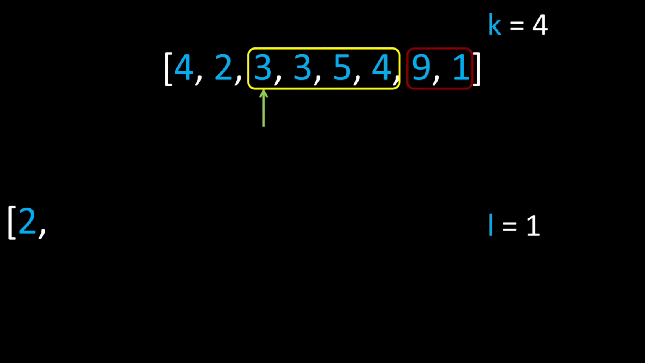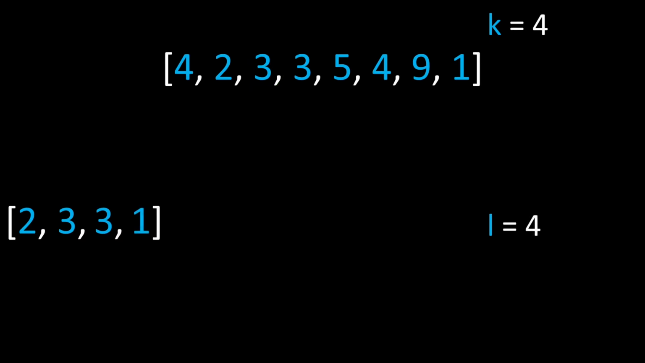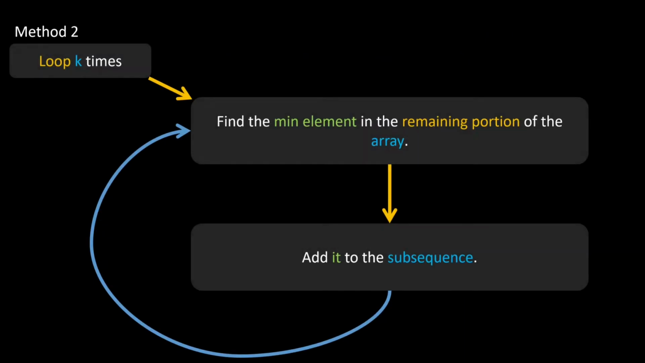In this case, we find the minimum to be 3 and we insert it into the subsequence. The basic idea is we exclude the last k minus l minus 1 elements while searching for the minimum element. By repeating this procedure 2 more times, we'll be able to generate the required subsequence, which is 2, 3, 3 and 1. Let us add this modification to the algorithm.